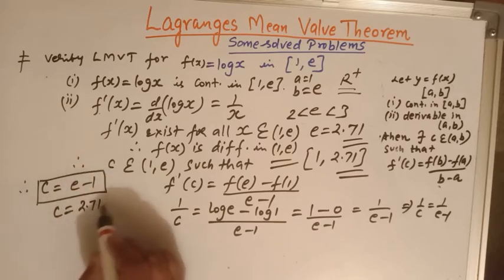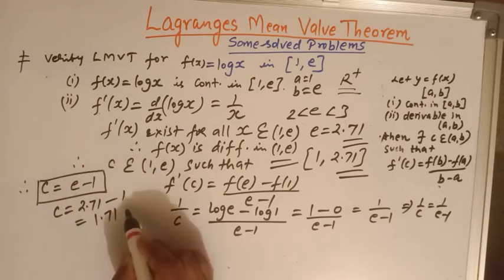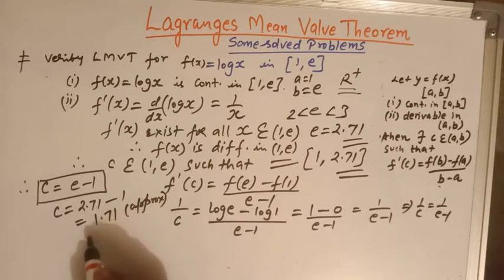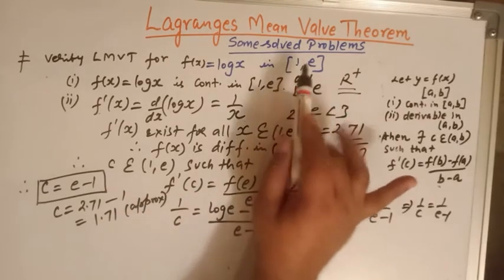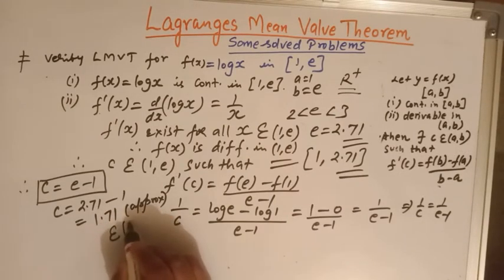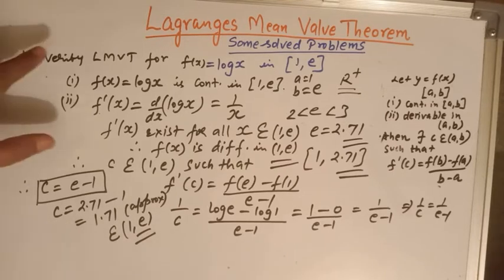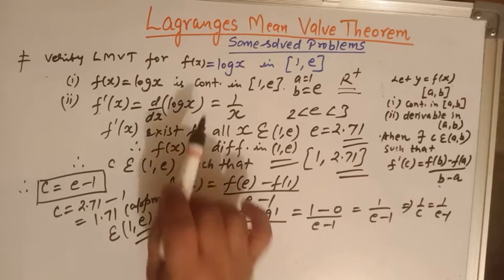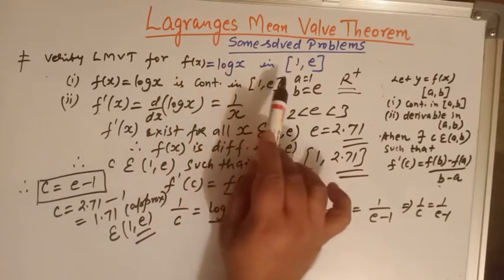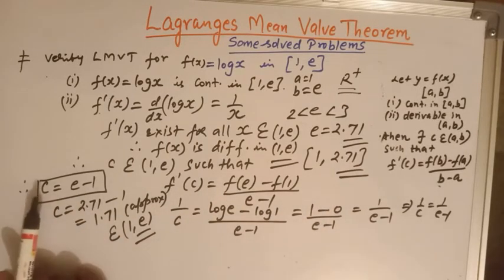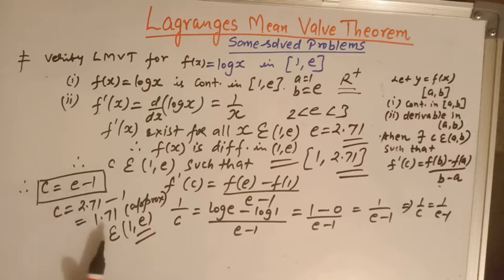2.71 approximate value, and if we subtract 1 we get 1.71 approximately. Clear? And obviously 1.71 lies in this interval. It lies in 1 comma e. Clear? Hence the Lagrange's mean value theorem for this function f(x) equal to log x in 1 comma e is verified, and the value of c is e minus 1. Clear?